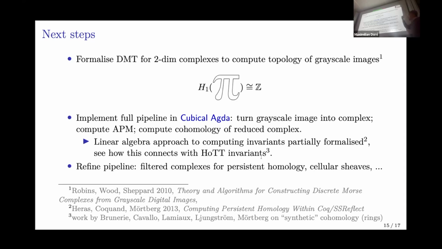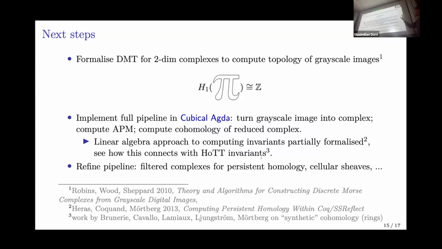And then you also need to think about what properties you actually compute of these complexes when reduced. There's already work using traditional ways of computing invariants using a bunch of linear algebra. This is a paper from 2013. But in the homotopy world, there are also more recent approaches to invariants. These synthetic cohomology theories might also be nice to compute, and they've already been developed in Cubical Agda. So it'd be natural to see if we can in some way use this.